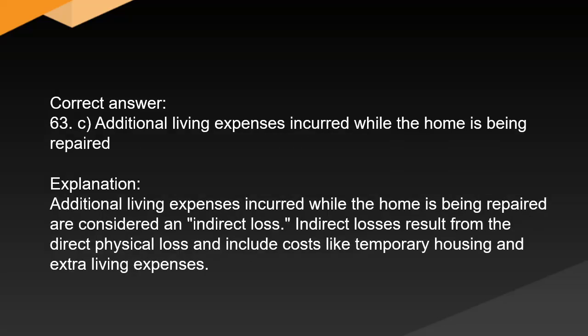Correct answer. C. Additional living expenses incurred while the home is being repaired. Explanation. Additional living expenses incurred while the home is being repaired are considered an indirect loss. Indirect losses result from the direct physical loss and include costs like temporary housing and extra living expenses.